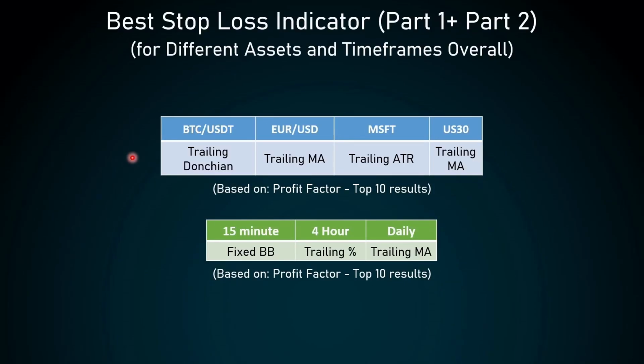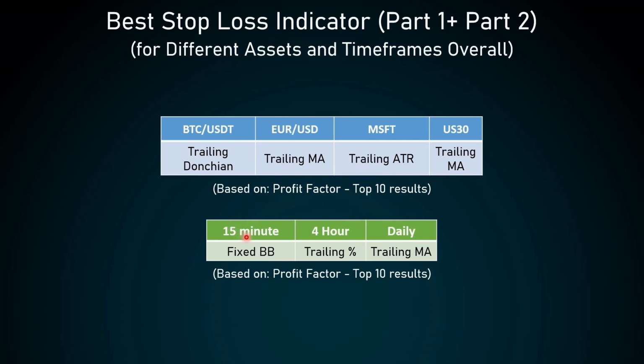And to close out this video, let's take a look at some extra statistics. If you want to use the BTC/USDT, the best stop loss for that was the Donchian trading stop loss. For Euro/USD it was the moving average based trading stop loss. For Microsoft, the ATR-based trading stop loss. And for the US30, the moving average based trading stop loss again. All of the best stop losses are trading stop losses, which is not surprising at all. And keep in mind that this result is based on the profit factor values of the top 10 results.